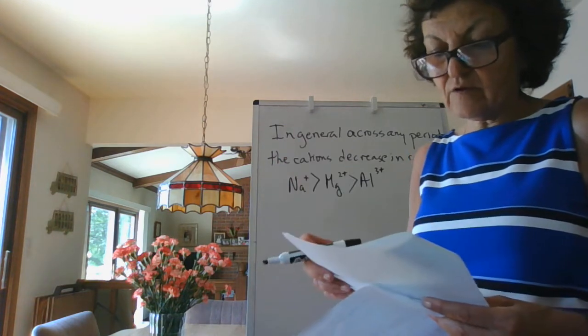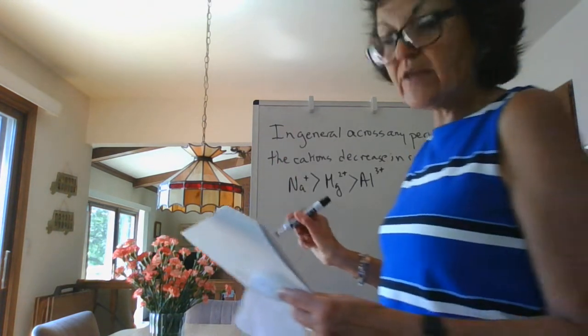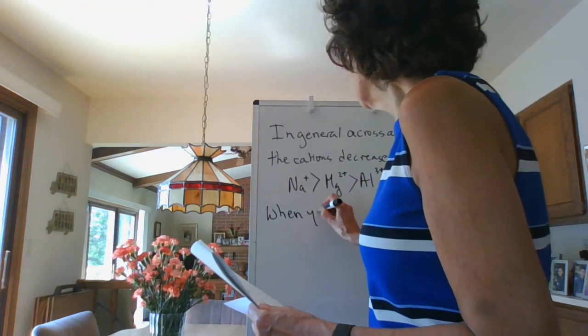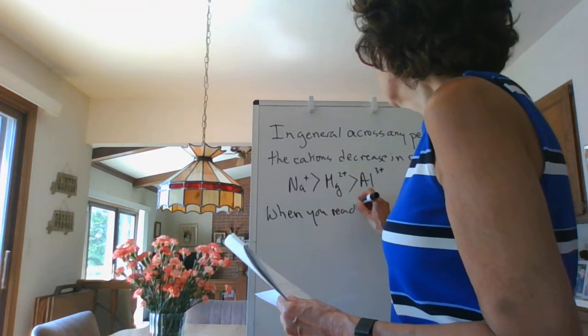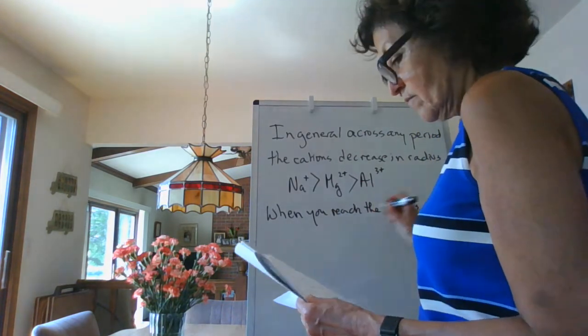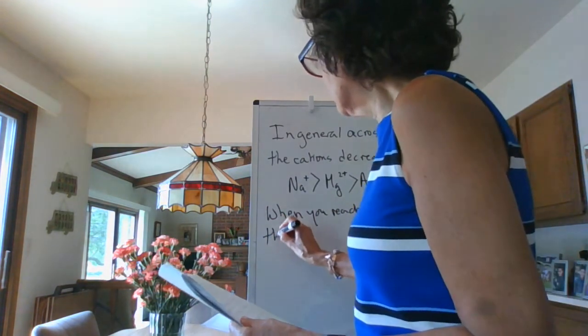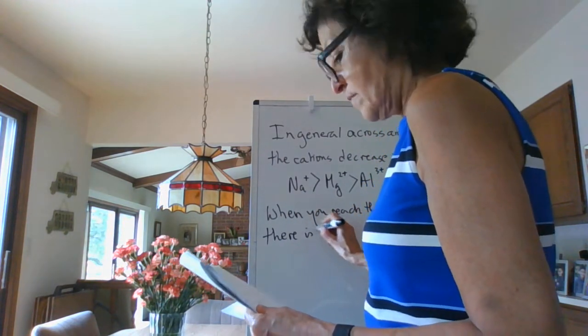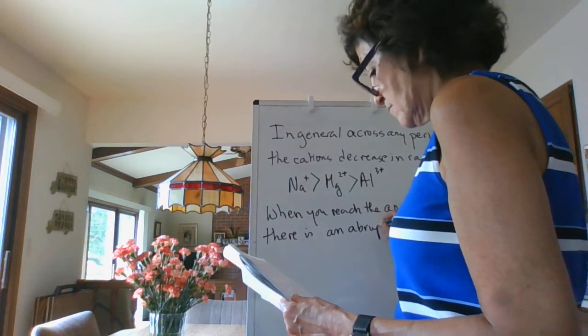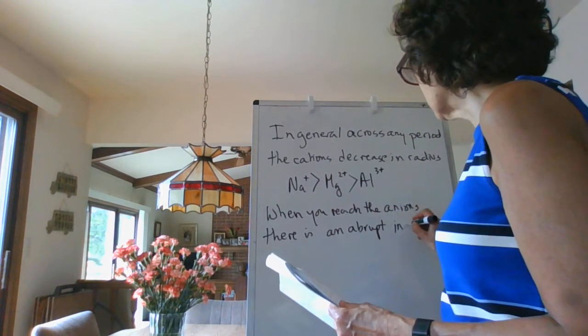All right, now we continue the story here. When you reach the anions, there is an abrupt increase in radius.